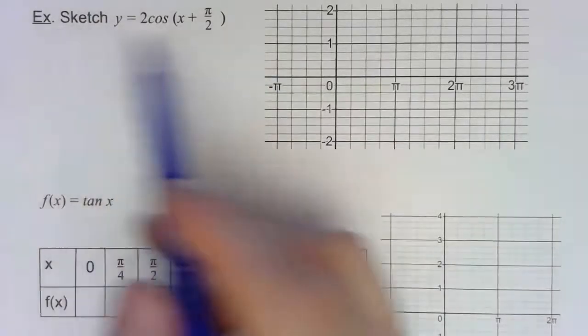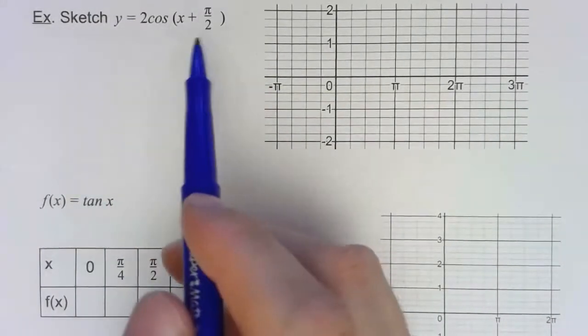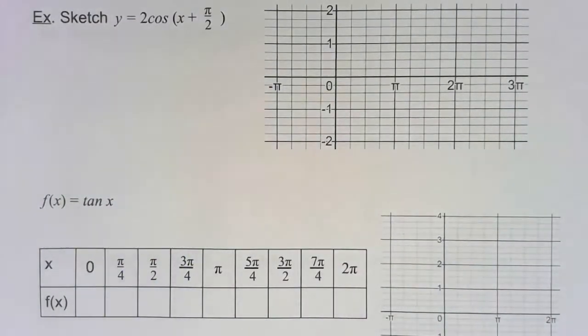So go ahead and try this problem here, sketch that function with that phase shift, and then see how much of the graph of tangent you can figure out all on your own. Fill out this table, fill out that table, and see if you have any idea what the graph might look like.